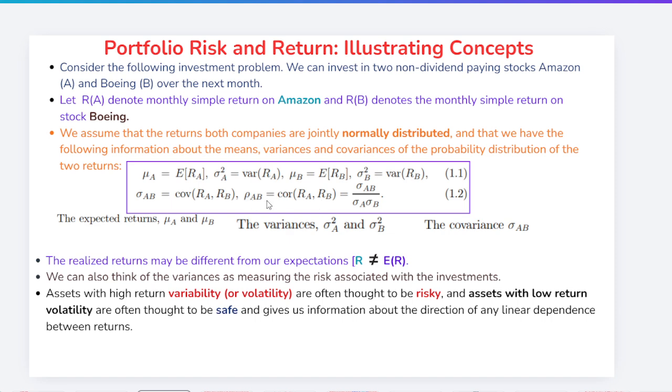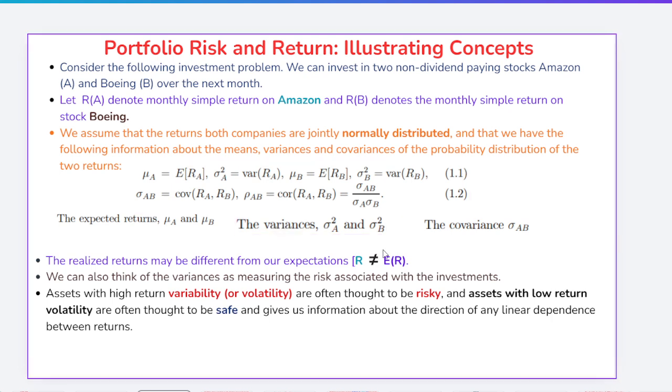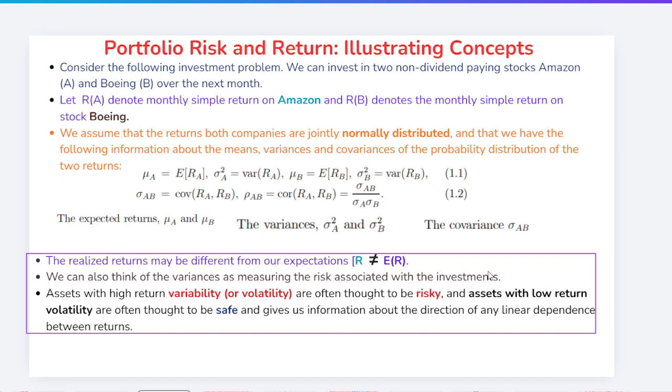Okay, this notation is the correlation coefficient, which is simply covariance divided by sigma A and sigma B. That means when you are using the concept, you first have to understand its mathematical equations. But the important point is that the realized return may be different from our expectations. So R may not be equal to the expected R.